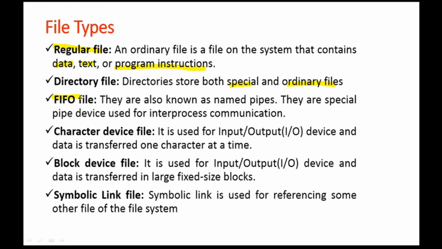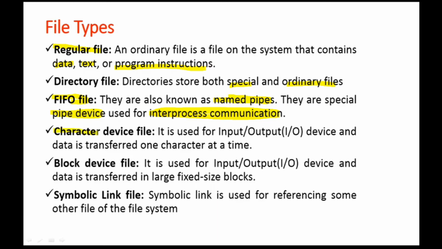Then the third type will be the FIFO file. They are also known as named files. Mainly it will be used for inter-process communication. To perform inter-process communication, you are going to make use of FIFO files, like a pipe here. We already know from the previous videos how the pipe device works. So the output of one command will be given as an input. So to perform that inter-process communication between the processes, here FIFO file will be used.